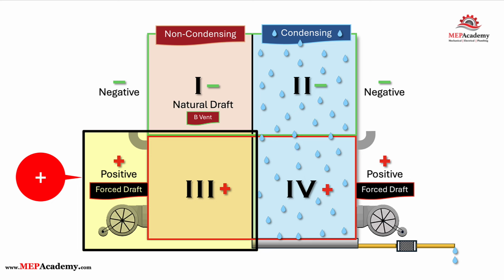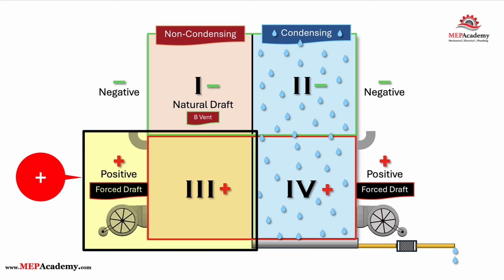Positive pressure vents create a unique risk because they can push combustion gases, including potentially harmful carbon monoxide, into the occupied or living space if there are leaks in the venting system. Unlike negative pressure vents, which rely on natural draft to pull gases out, positive pressure systems actively force gases through the vent, increasing the likelihood of leakage if the venting system is not properly sealed and maintained.